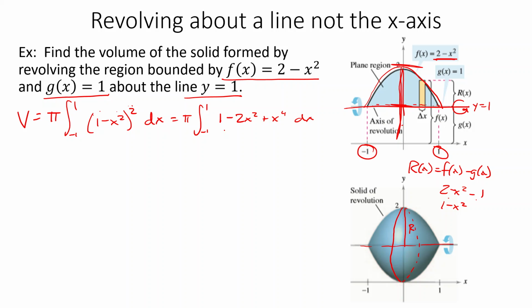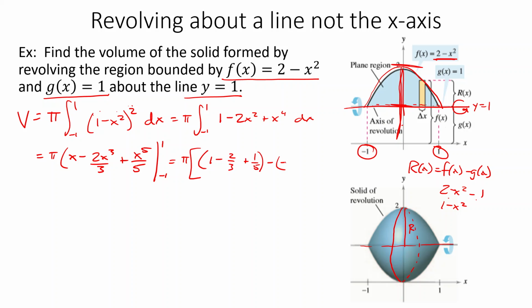Just foiling this out. So now we integrate. And we get pi times x minus 2x cubed over 3 plus x to the 5th over 5 from -1 to 1. This is where it might have been easier to change it to 2 times the integral from 0 to 1, but it's fine. We can do this. So we get pi times, plug in 1, we get 1 minus 2/3 plus 1/5 minus, now plug in -1. We're going to have minus -2/3, so that'll be plus 2/3, and then minus 1/5.